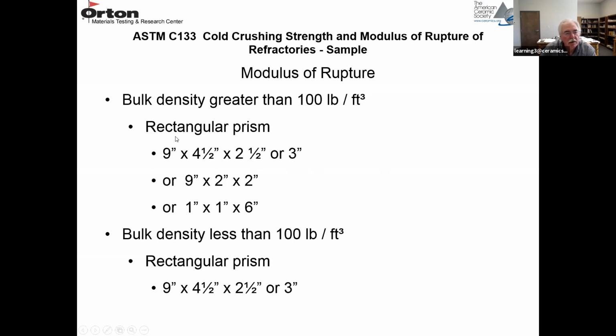The MOR sample for the denser samples can be a full-size brick, which is a 9-inch straight, 9 by 4.5 by 2.5 or 3 inches thick, or a 9 by 2 by 2 inch bar, or a 1 by 1 inch by 6 inch bar. If it's a less dense material, it's a full-size 9-inch straight, again, 9 by 4.5 by 2.5 or 3 inches.